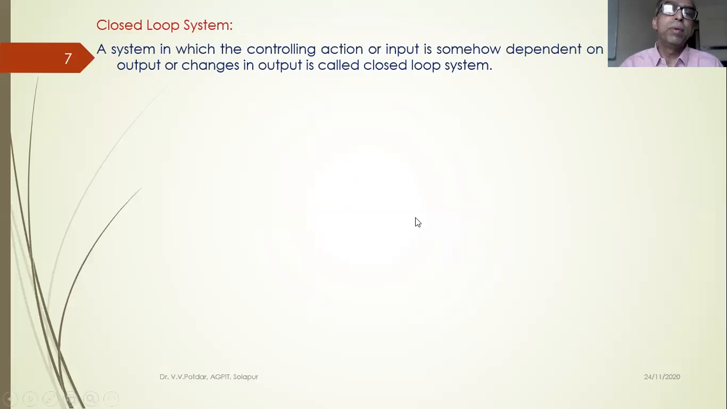A system in which the controlling action or input is somehow dependent on the output or changes in the output is called a closed loop system. As I said, it takes the feedback constantly and it takes the corrective action all the time.